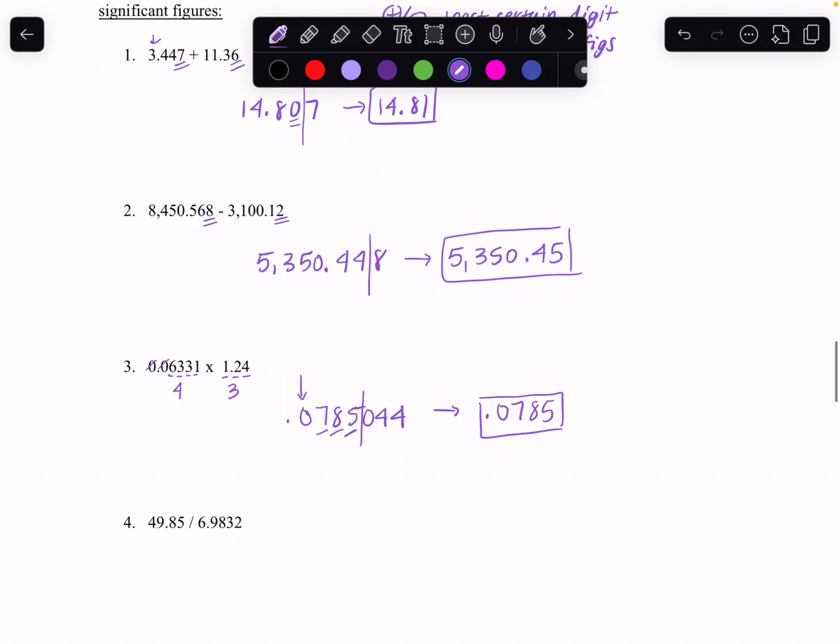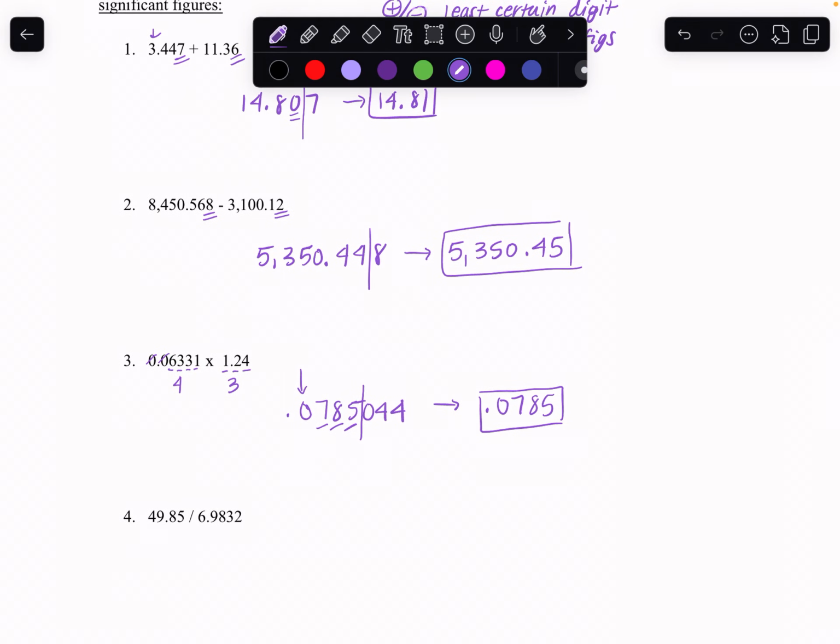Okay, last one is going to be number 4. So I have 49.85 divided by 6.9832. I am going to just pop that into the calculator, and what I get out is 7.13856, and it just continues to go on, right? Very long number. So I'll just stick with this for now. Again, with division or multiplication, I'm simply wanting the least number of sig figs to match in my answer.